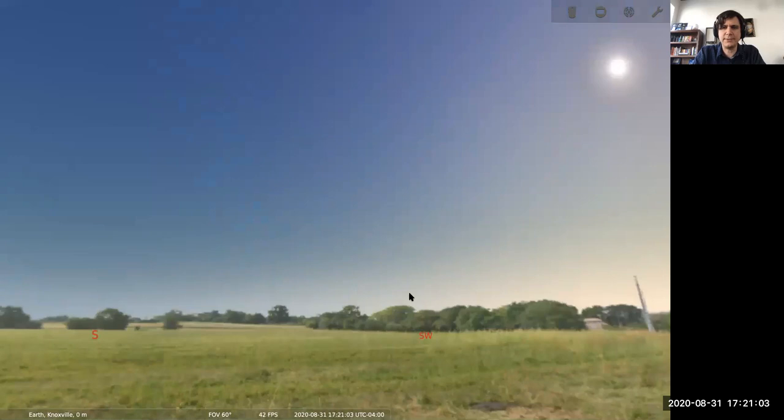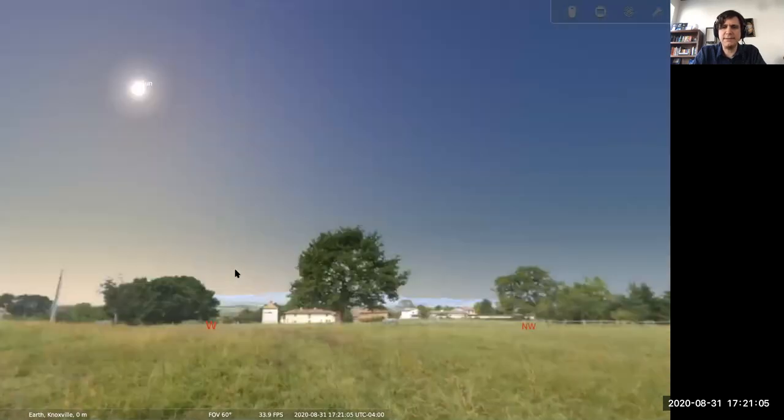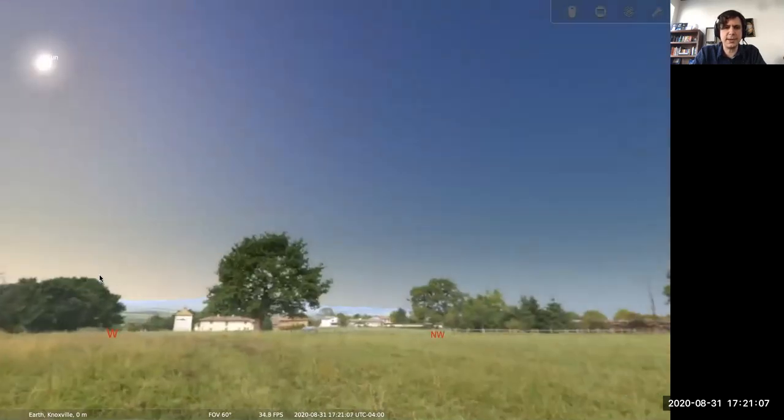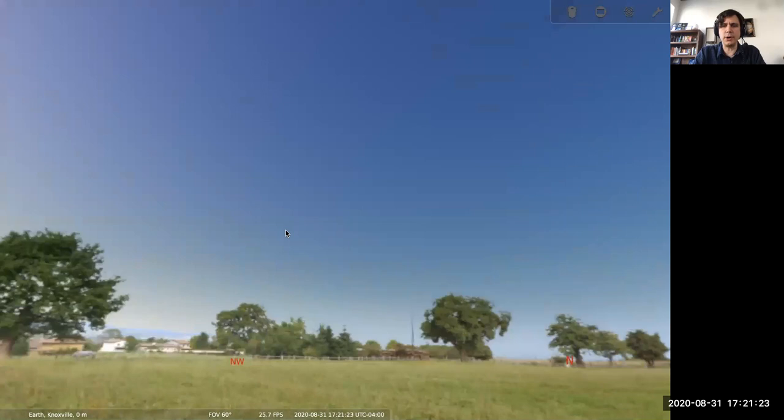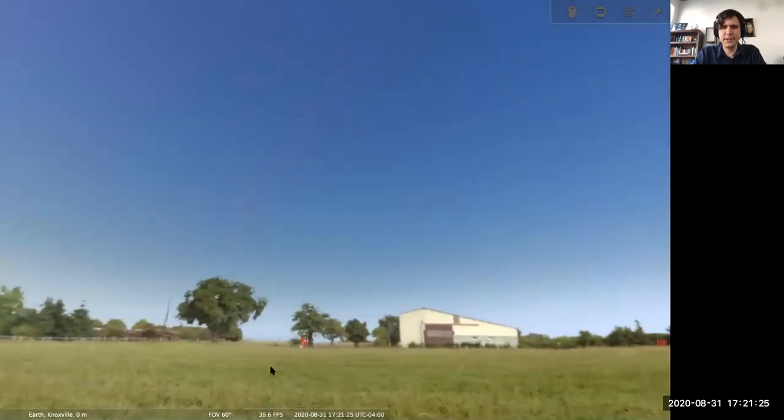So here we have just a view of the local sky. It's a picture of a horizon. This is supposed to be the location. We are here in Knoxville at 36 degrees north and 83, or really about 84 degrees west. So that is our lat long. Okay, so our horizon is the line that marks the land from the sky.